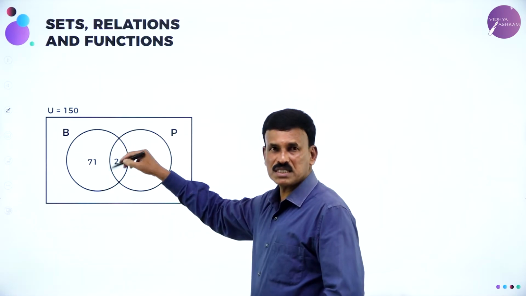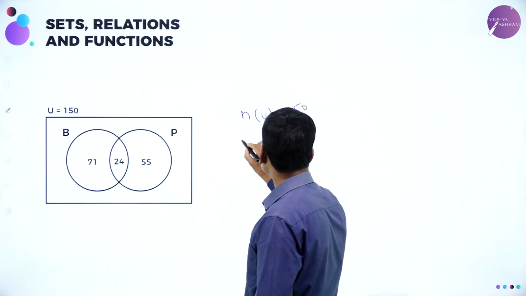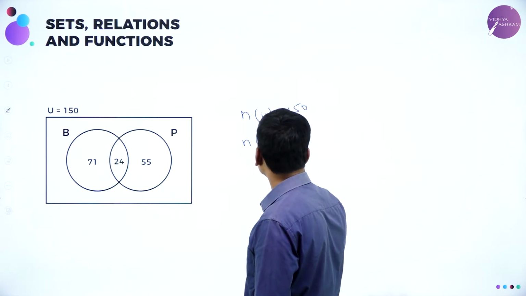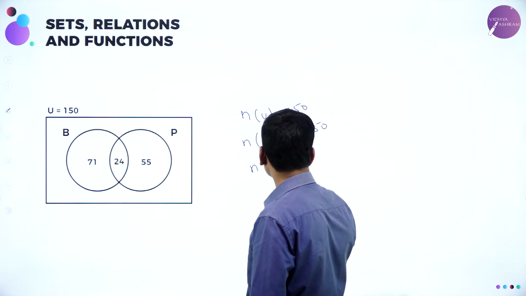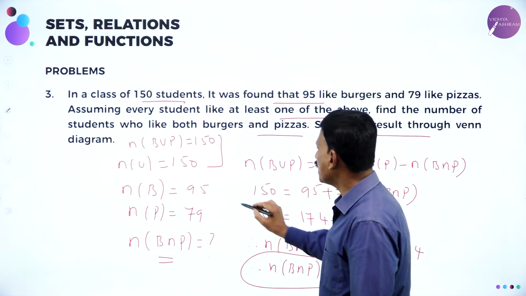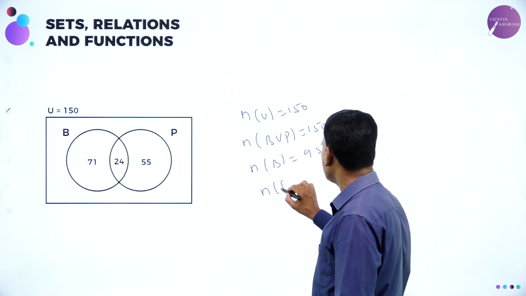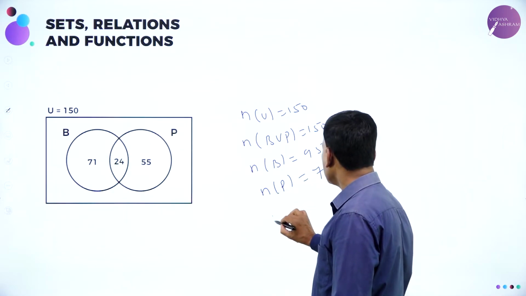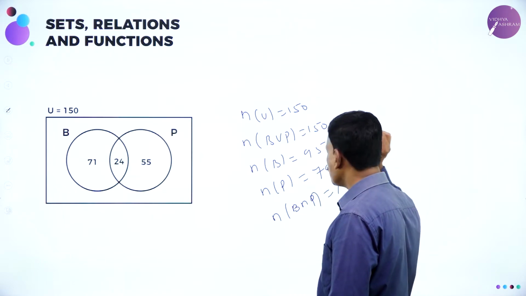Now, let us represent this in a Venn diagram. The number of students, N of U, is equal to 150. That is, the number of students who take burger or pizza is 150. The number of students who take burger is 95 and pizza is 79. Number of students who take both burger and pizza is the question mark.